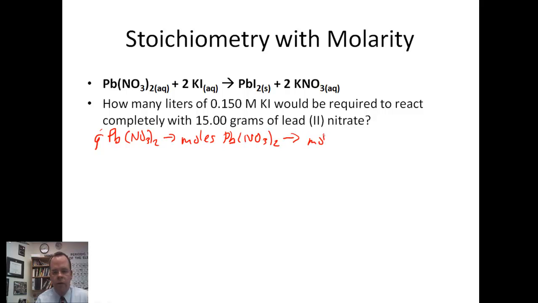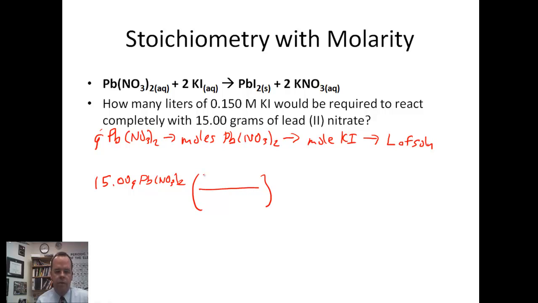Then we can go to moles of KI, and from that we can go to liters of solution. So sometimes this little pathway, the steps that we're going to follow, is nice to write out because it helps us look at what steps we're going to follow in what order. So we're starting with lead(II) nitrate, and we need to go to moles. So 1 mole Pb(NO3)2.